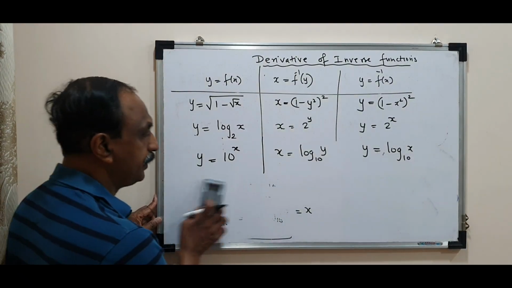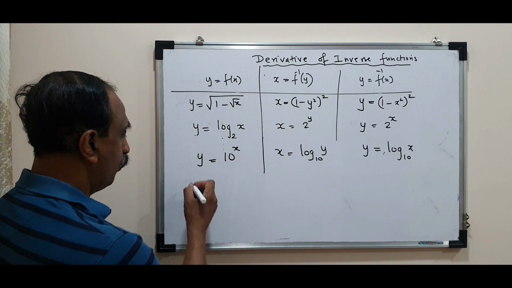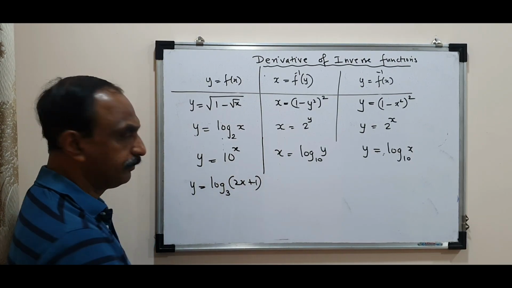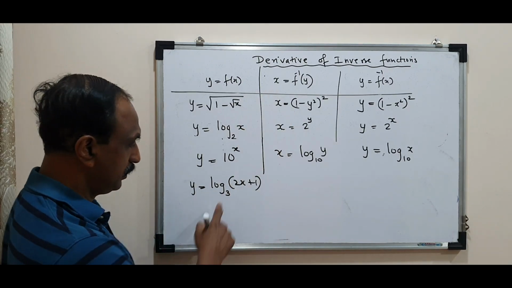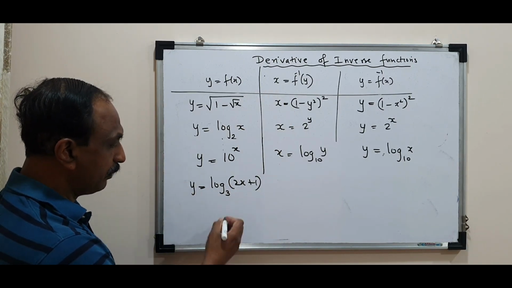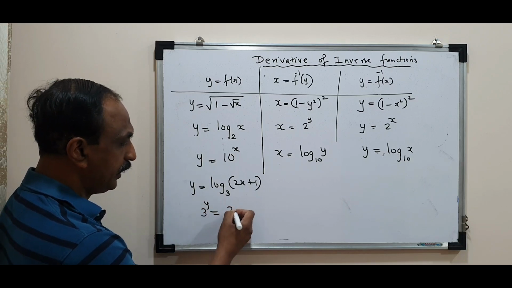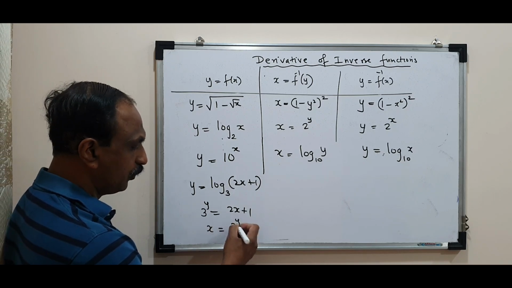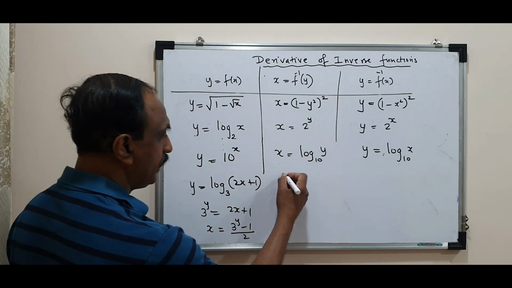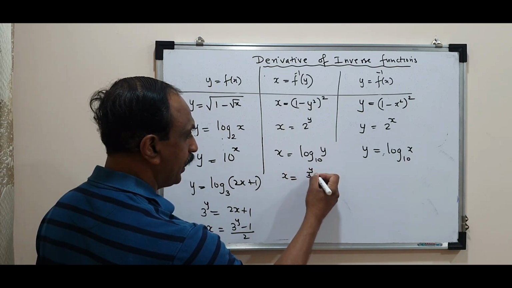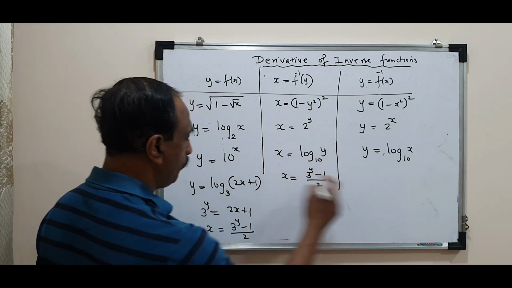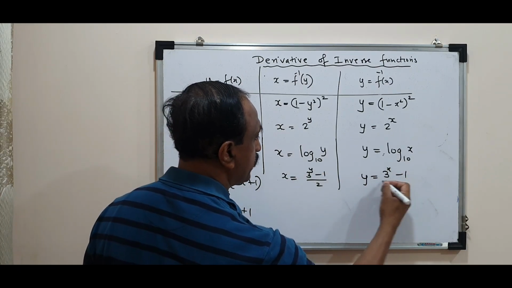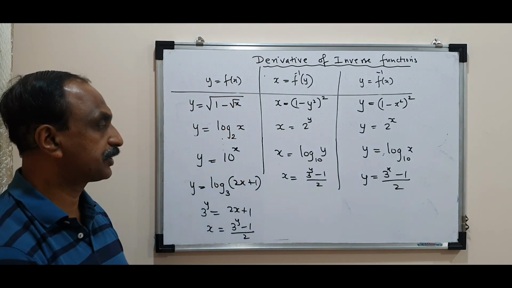Now let's take one more example. Suppose I have given you y is equal to log of 2x plus 1 to the base 3. Now make x the subject. How to make x the subject? 3 will become the base of y. 3 raised to y is 2x plus 1. Now make x the subject here. x equals 3 raised to y minus 1, upon 2. So the inverse function of this will be y is equal to 3 raised to x minus 1, upon 2. These are the inverse functions.